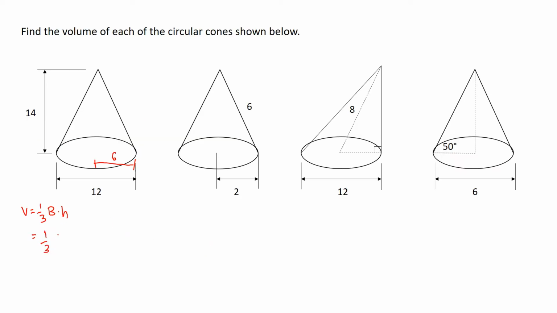Pila area sa imong base. Circle naman imong base, di ba? So, pi r squared lang ka. So, imong radius is 6. Squared ka dira. Then, times 14, which is the height. So, solve ko ana, inyong makuha is bila man. It's 168 pi. That is the volume.